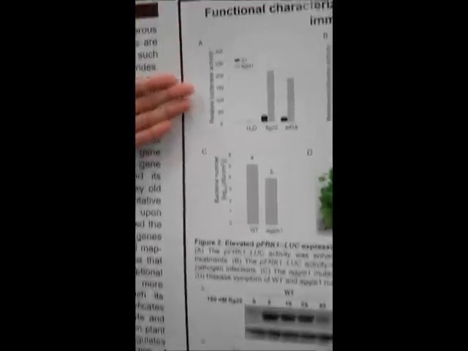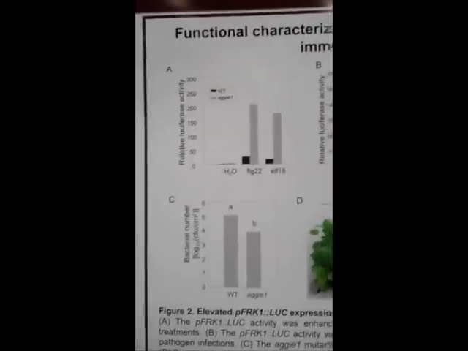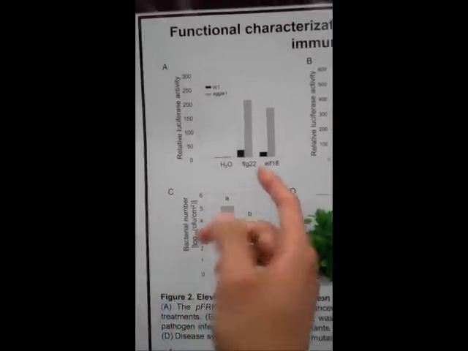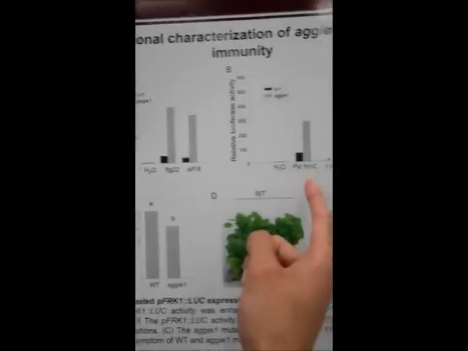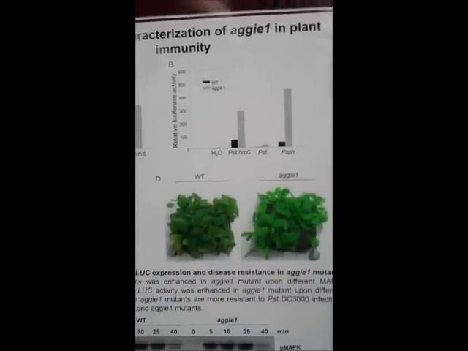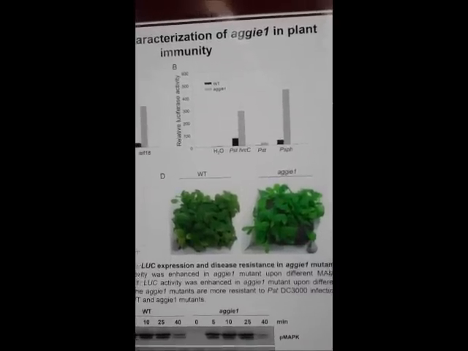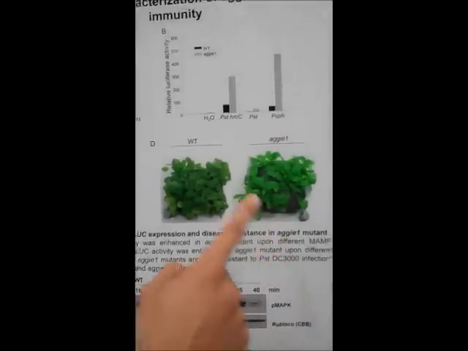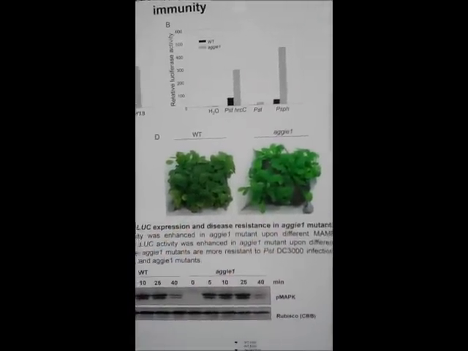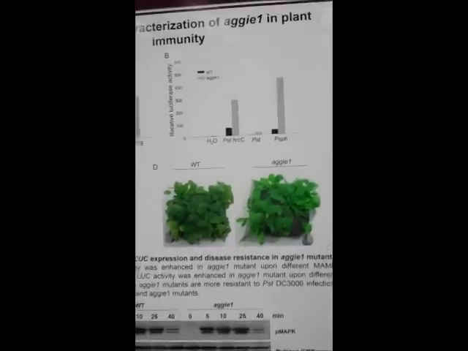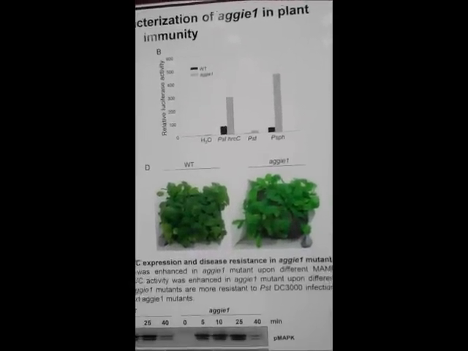So here the Aggie 1 mutant can respond to different pathogen elicitors such as flg22 or elf18, and also can respond to different pathogens and has elevated FRK1 promoter activity. And with the disease assay on this mutant, Aggie 1 is more resistant to the virulent pathogen compared with the wild type. So this indicates that Aggie 1 is a negative regulator of innate immune signaling.